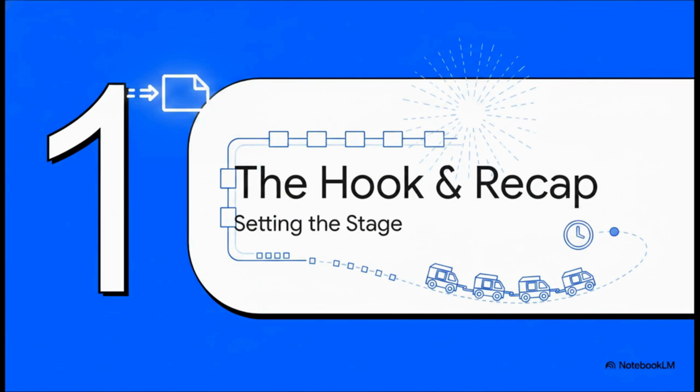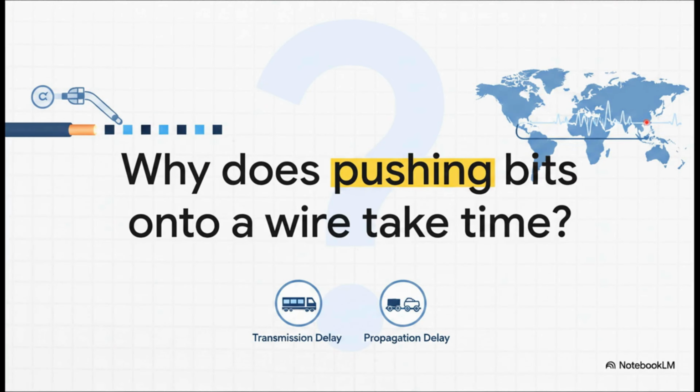Section 1, the hook and recap. So in Explainer 8, we talked about why a packet waits in a router's queue. But today we're asking a fundamentally different question. Why does physically pushing bits onto a wire take time? And why does a signal take time to literally cross a continent? And maybe most importantly, are they the exact same thing? Spoiler alert, they are absolutely not. Confusing these two is honestly the single most common stumbling block in computer networking.